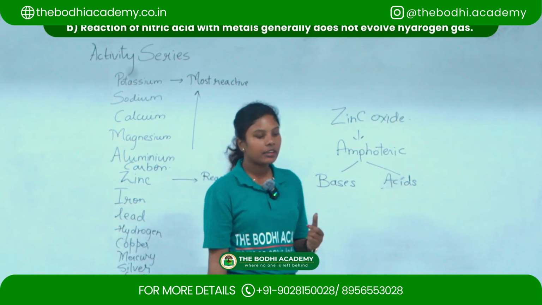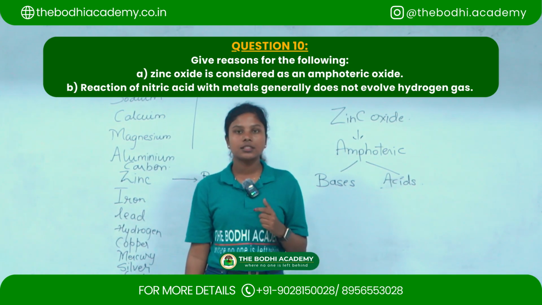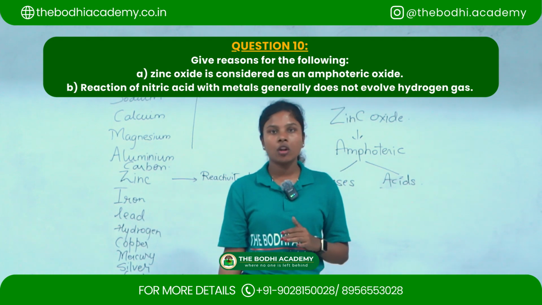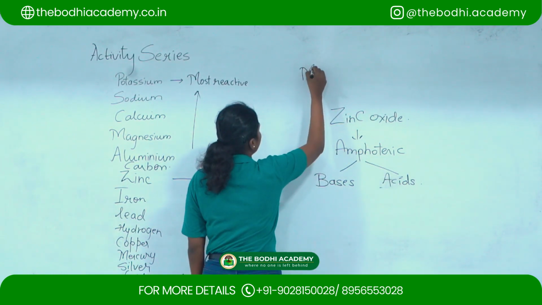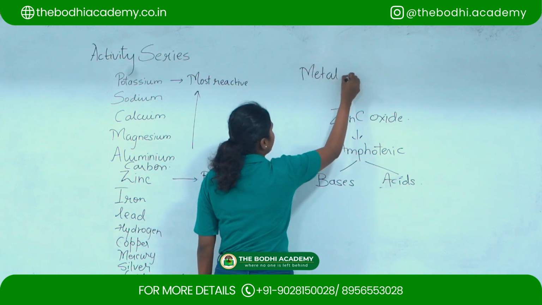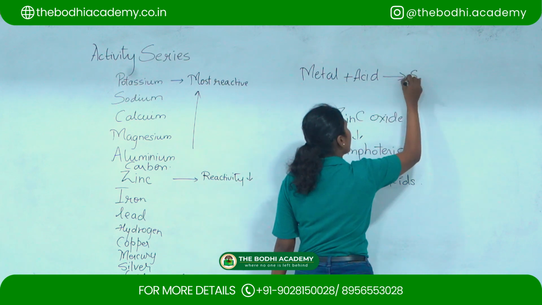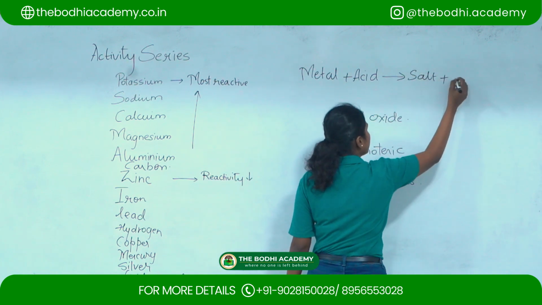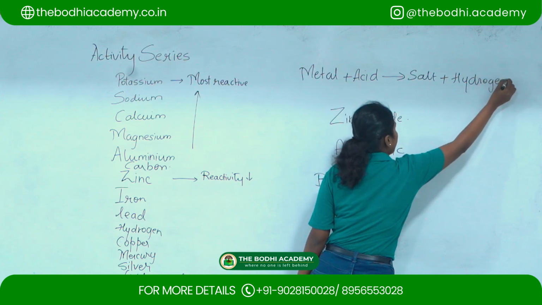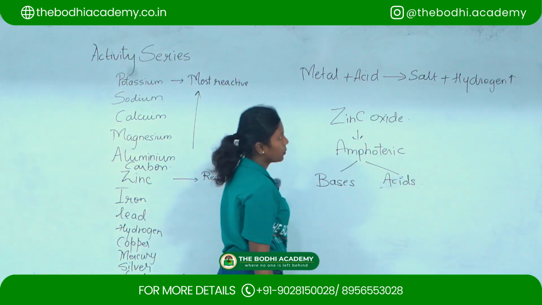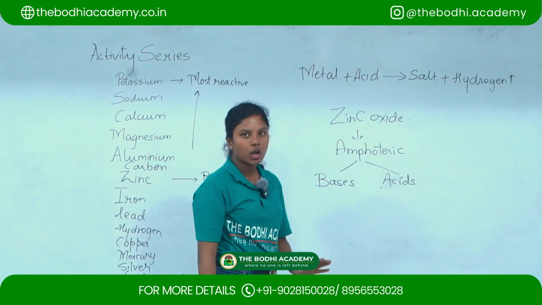Second is give reason for why the reaction of nitric acid with metals does not generally evolve hydrogen gas. Previously, what did we say? When a metal reacts with an acid, the products are salt plus hydrogen gas that is liberated. Now when we have nitric acid, this usually is not followed.